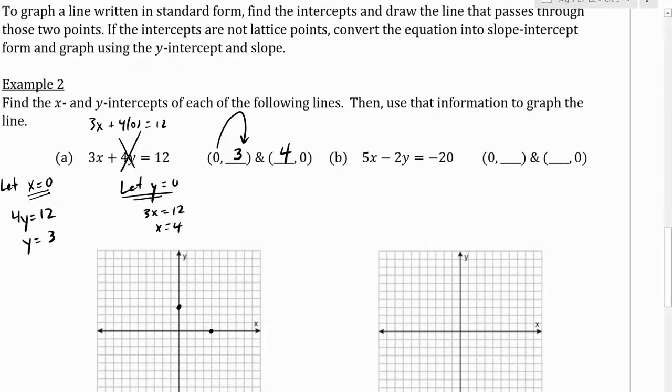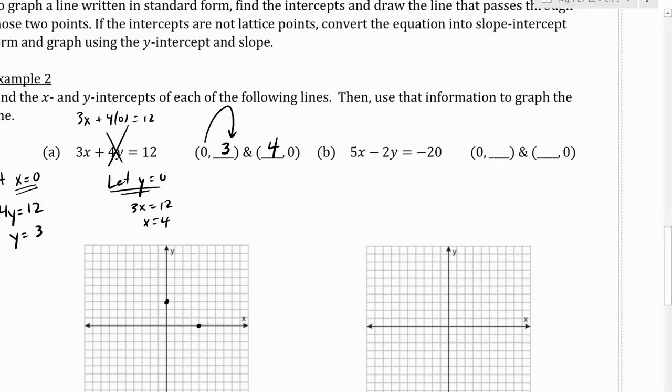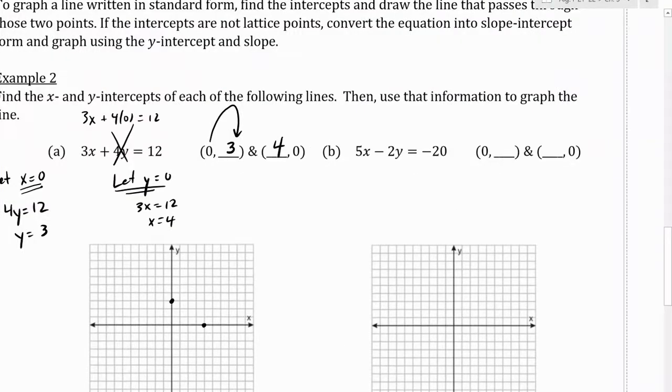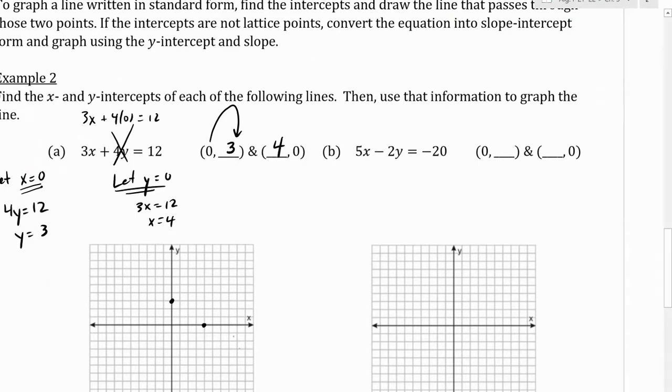And I can see the pattern. To get from that first point I drew, the y-intercept, to the x-intercept, I had to go down 3 and over 4. So I could line the rest of the points up. I'm going to change color. The black ones are the intercepts. But I could keep going, down 3, right 4, or I could go up 3 and back 4. And then all these line up, and there's my line.